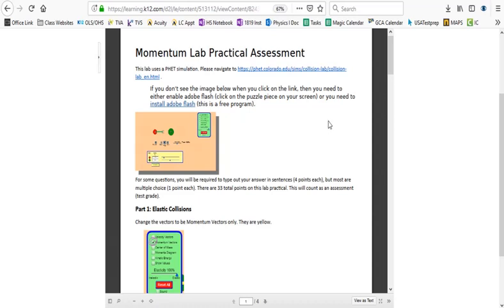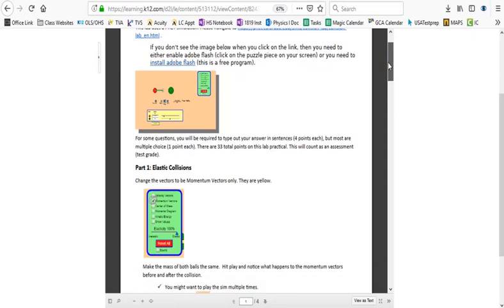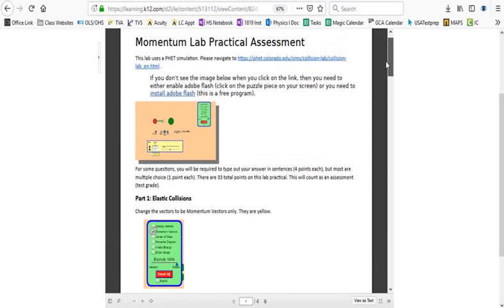All right, well, let's begin. Momentum Lab Practical Assessment. It is a test grade. There are two parts. Part 1 is elastic collisions, and Part 2 is inelastic collisions. We're going to run 3 different cases in elastic, and really we can only run one with this lab for inelastic. I'm about to show you all this, but there's the lab online. That's what it will look like, as you'll see.